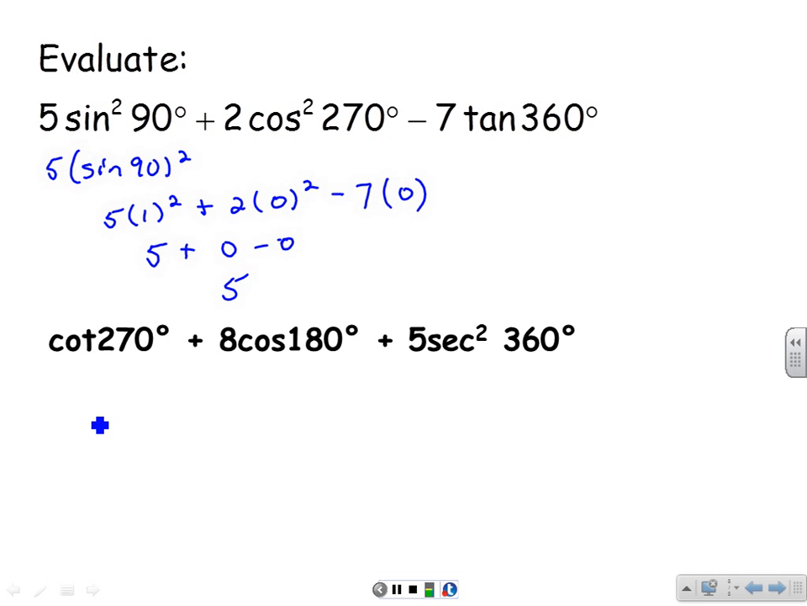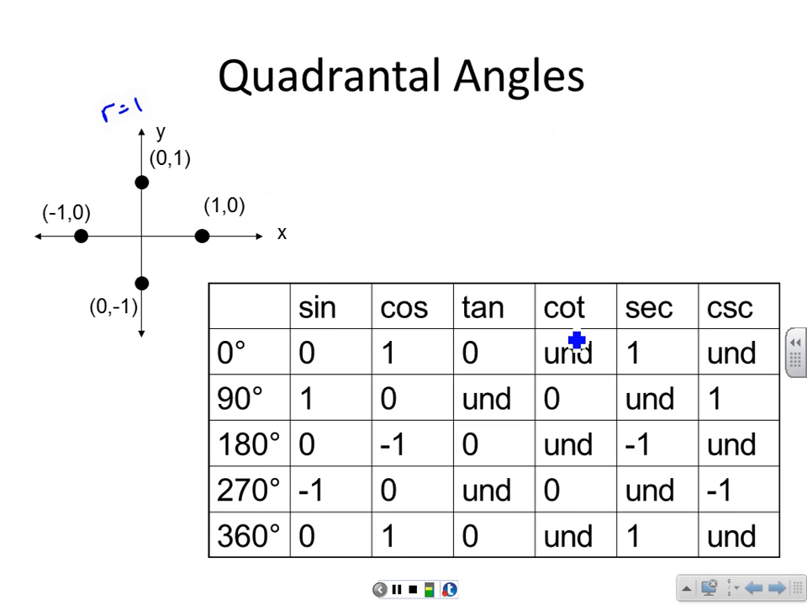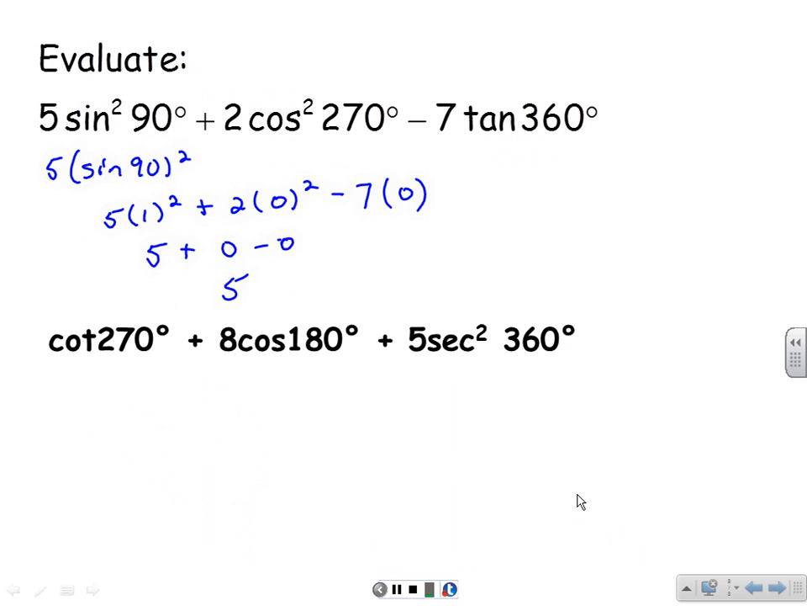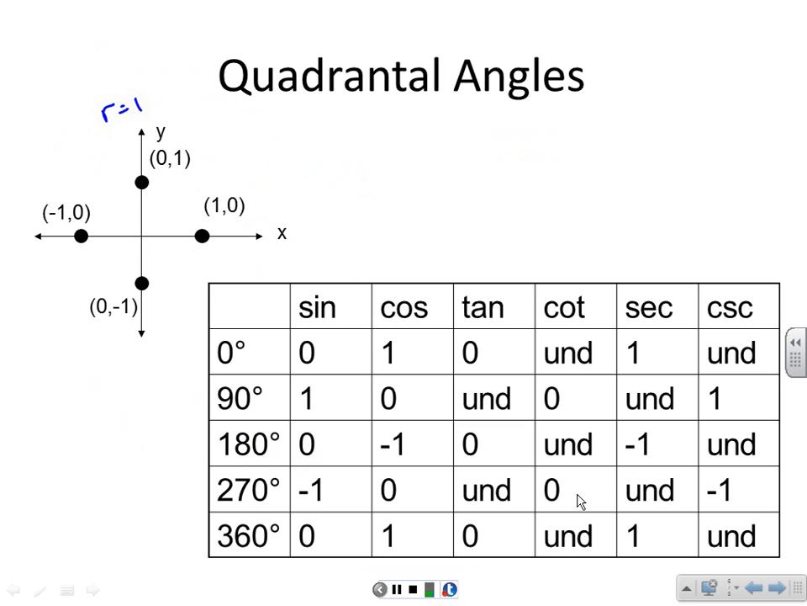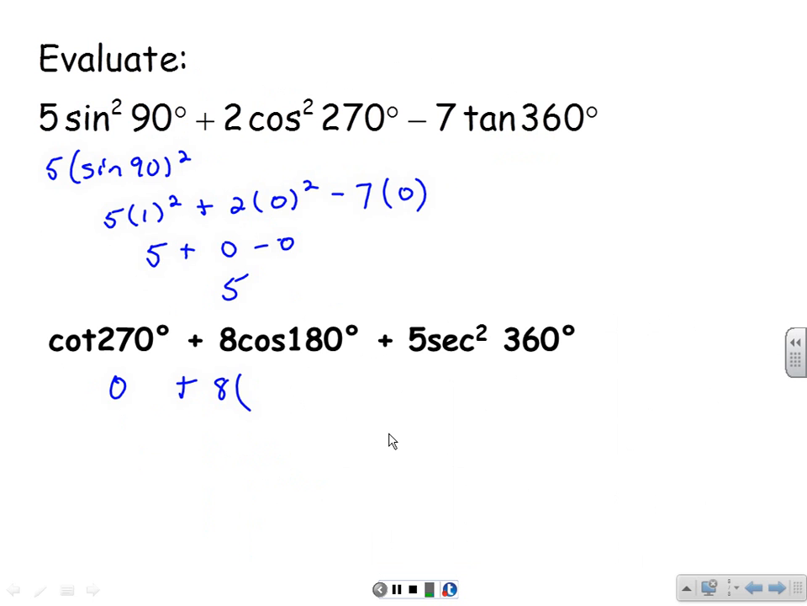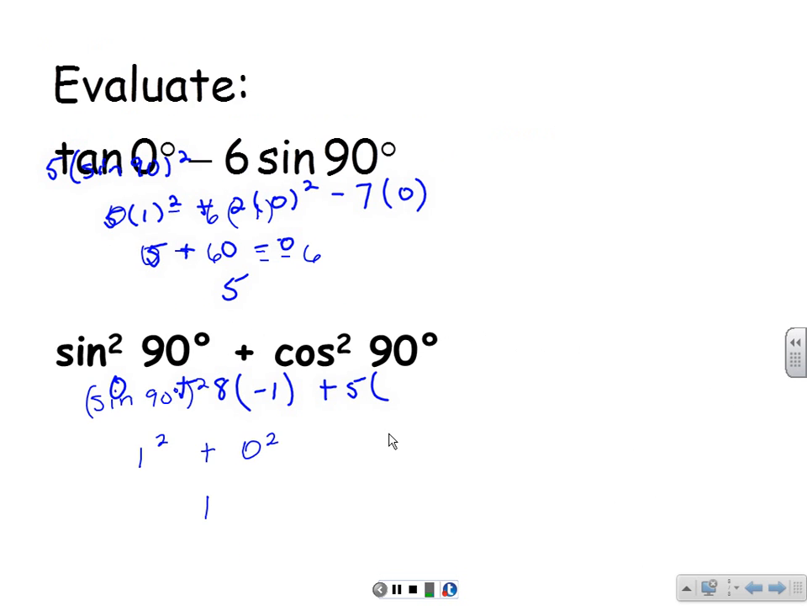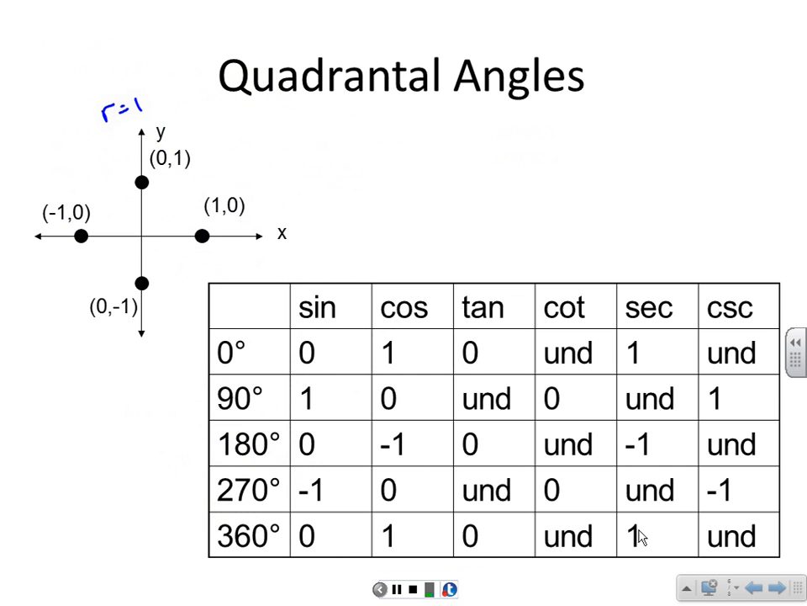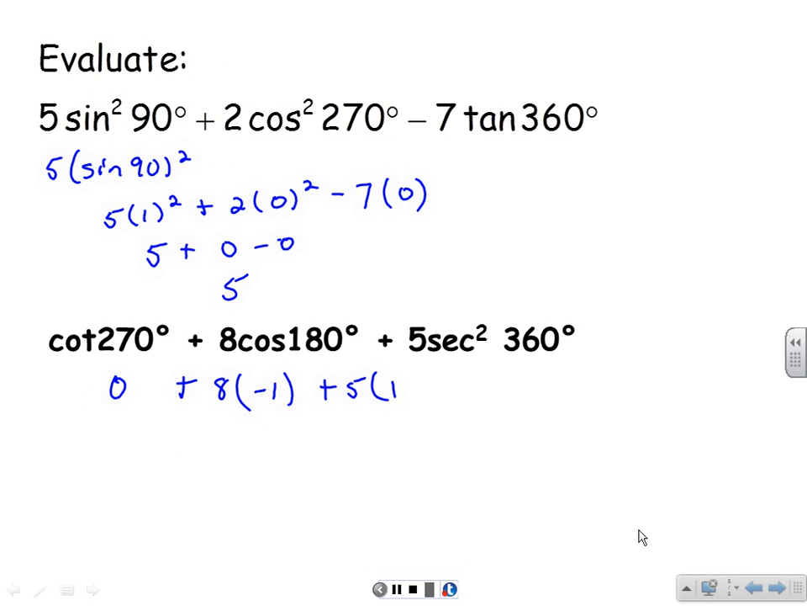Alright, last one. Cotangent of 270 degrees is going to be 0, plus 8 times cosine of 180 degrees. Cosine of 180 degrees is negative 1, plus 5 times secant of 360 squared. Secant of 360 is 1. So we're going to have 0 minus 8 plus 5, which is going to be negative 3. So again, you can use these quadrantal angles to easily figure out trigonometric expressions such as this.